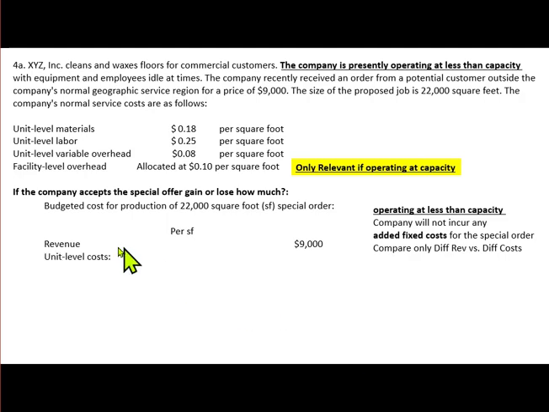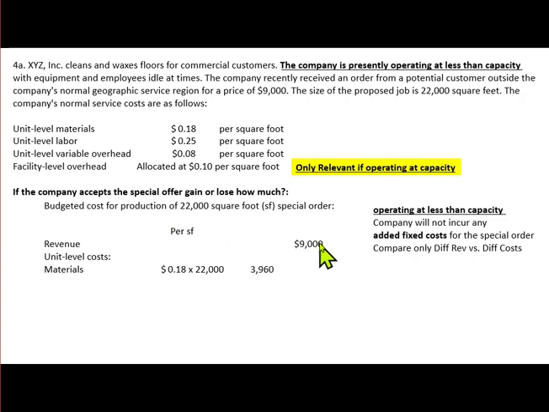So budget costs for production of 22,000 square feet for this special order would be as follows. Unit level cost for materials will be 18 cents times 22,000 square feet, or $3,960. Let me go back up here and start over. The revenue for this job is going to be $9,000. That's where we put it right here.